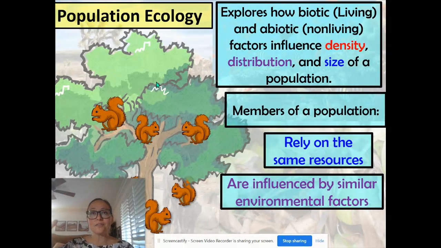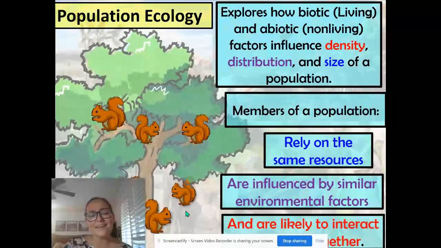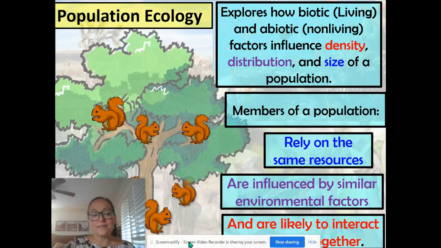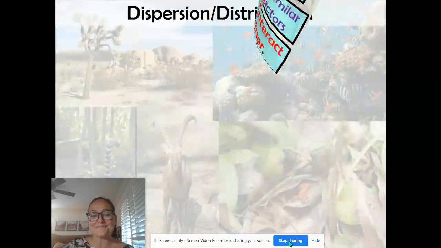The members of this population are all going to be influenced by similar environmental factors, and those will play a role in the population size. It's also important to realize that they're likely to breed and interact together, and that leads to populations either increasing or decreasing. Okay, so that is my quick little intro into populations.